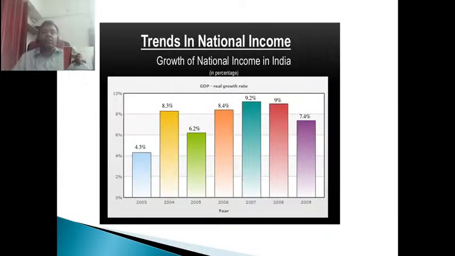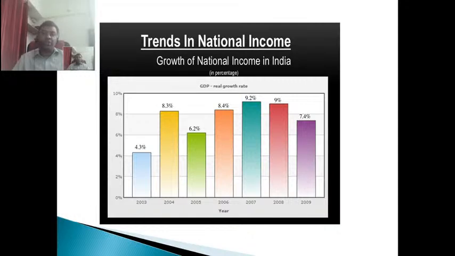Let's see some of the trends in national income, growth of national income in India. This graph shows net national income of India from 2003 to 2009. We can see there are a lot of ups and downs, and there is decoupling of economy. I hope you write these running notes because we use lots of keywords. This will be useful to understand economics. So what do we mean by decoupling of economies?